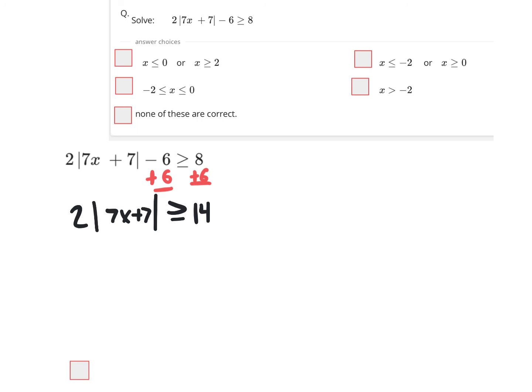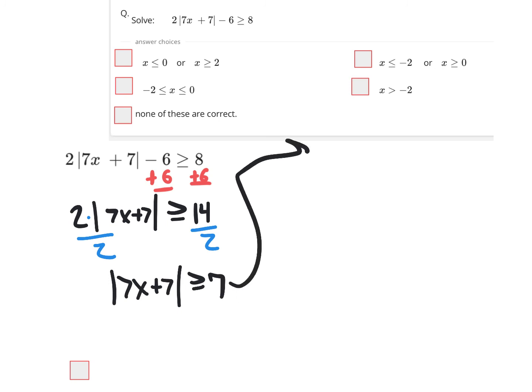Okay, and then final step, I need to divide by 2 to isolate it, and divide by 2. I didn't divide by a negative, so the inequality is not going to flip. I have the absolute value of 7x plus 7, close absolute value, is greater than or equal to 7. It's a lot of 7s. Lucky number 7. Anyway, I want to rewrite it up here. That's the absolute value of 7x plus 7, close absolute value, is greater than or equal to 7.